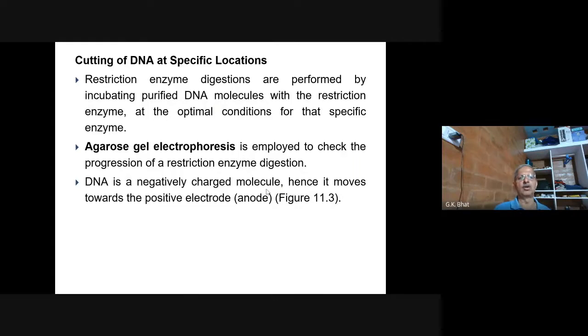So, cutting of DNA at a specific location. Now we want to get a desired gene. It is not that the whole DNA we want. Restriction enzyme digestions are performed by incubating purified DNA molecule with the restriction enzyme at the optimal condition for that specific enzyme. Okay, we are using restriction enzymes.